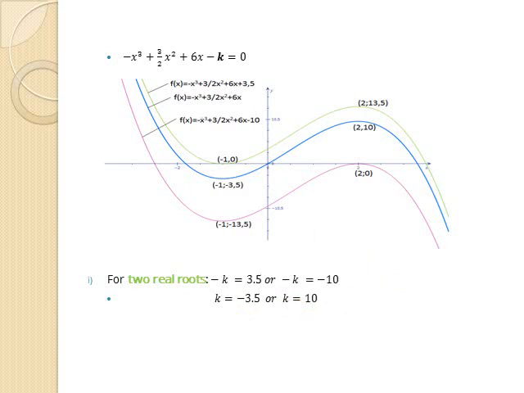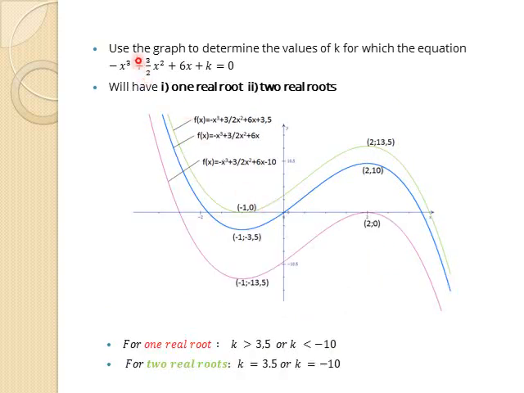Now I'm going to look at an example. In the next problem, use the graph to determine the value of k. The equation is the same, but now I've made k positive and not negative k. For 1 real root, I have to move more than 3,5 up, so k greater than 3,5. And you have to move more than 10 down, so k less than negative 10. For 2 real roots, k equals 3,5, so plus 3,5 gives me 0, and k equals minus 10 to get to 0.